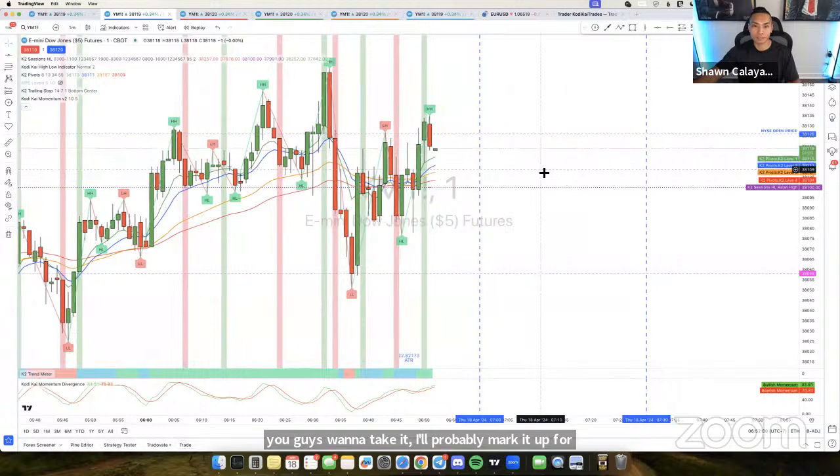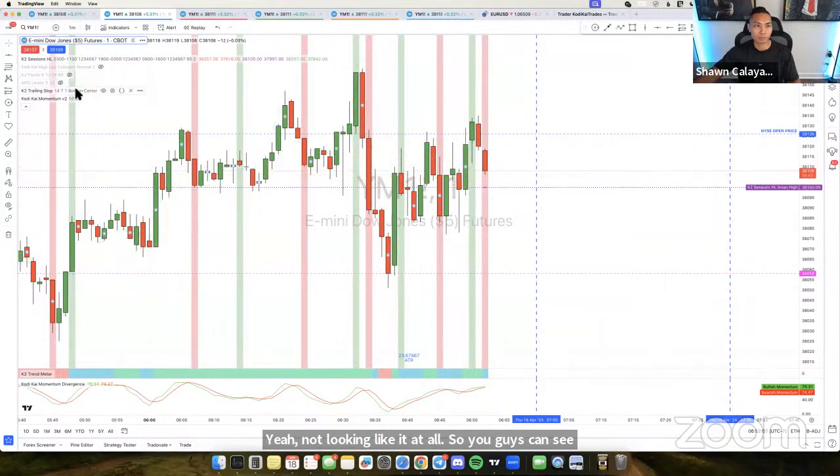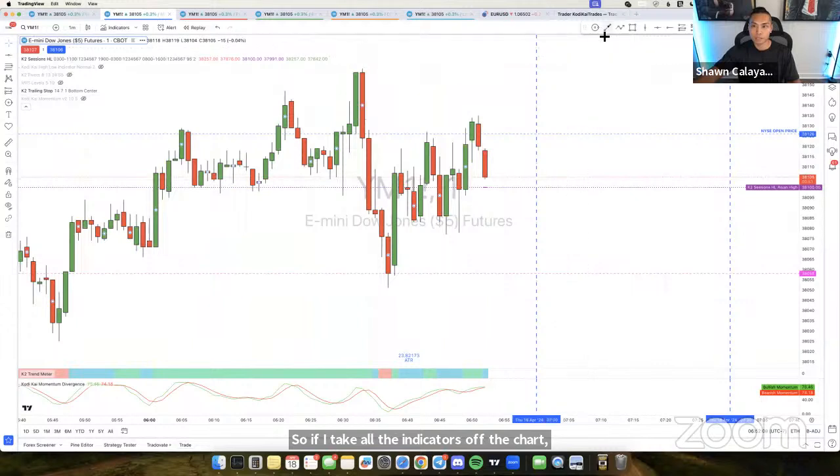Yeah, not looking like it at all. So you guys can see how the manipulation's happening, right? If I take all the indicators off the chart, let me just take everything off here. Let me show you guys. You guys can see where the manipulation's happening.